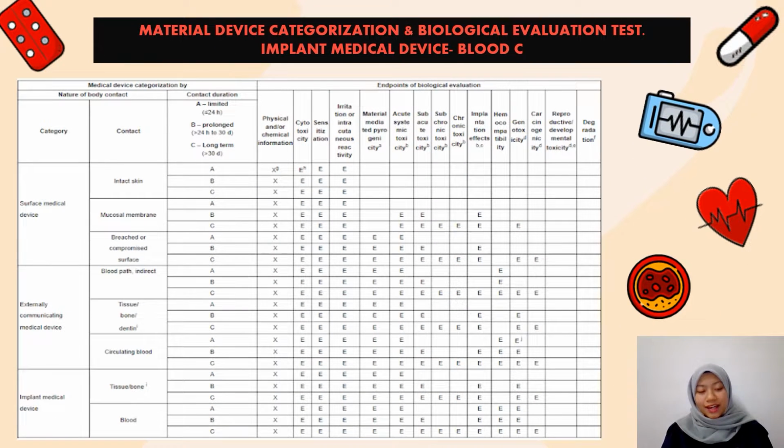I'm going to talk to you about question 3, which is material device categorization and biological evaluation tests, focusing on implant medical devices type C. In this table, we can see the implant medical device type C at the bottom of the table by ISO 10993-1. I'm going to talk about all the points here in the other slides.